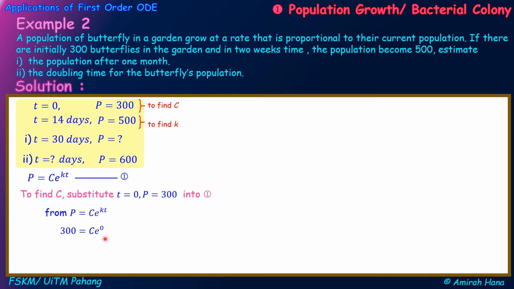0 times K equals 0. Right? And e to the power of 0 equals 1. So C times 1 equals C. So we get C equals 300.